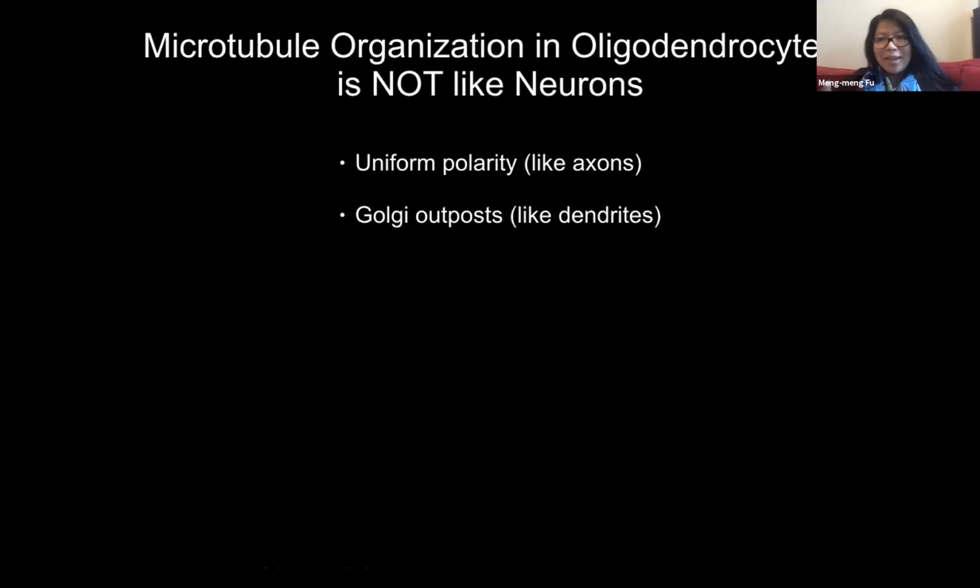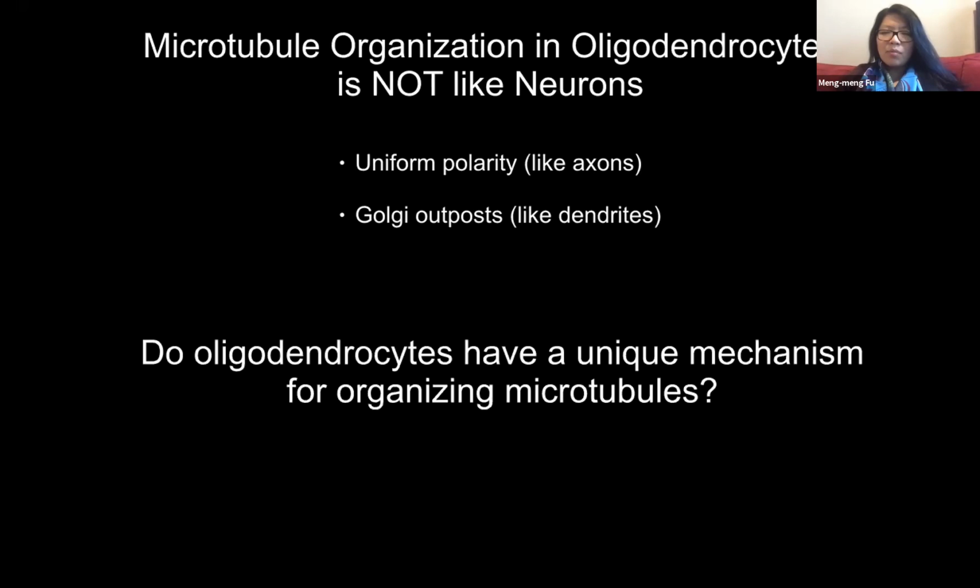So to very quickly recap what I've told you about oligodendrocyte microtubule organization. They're not like neurons at all. So they have a uniform microtubule polarity, which is quite like axons, but they also have these Golgi outposts, which is like dendrites. And so I hypothesized that they may have a unique mechanism for organizing microtubules that's unique for this cell type.